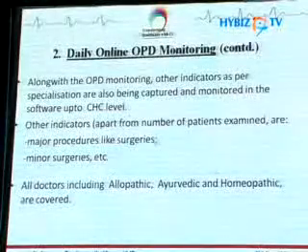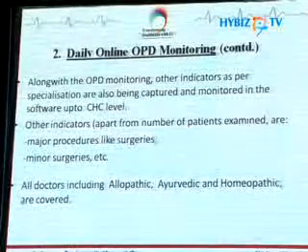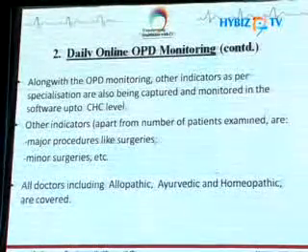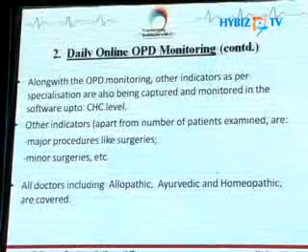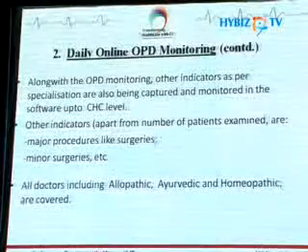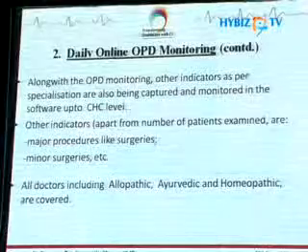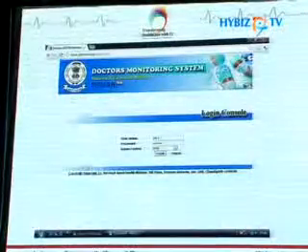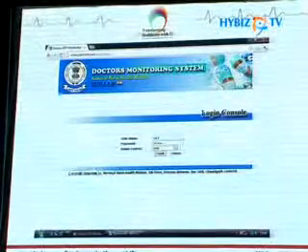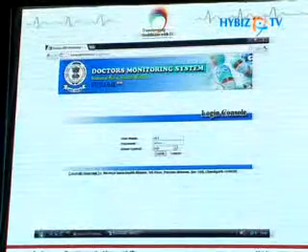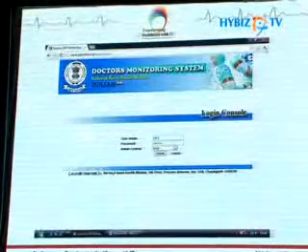Apart from this monitoring of the OPD and general issue of drugs, etc., there are indicators of specialization, because there are a lot of specialist doctors in the field. They could be from radiology, etc. So even their work is being monitored on a daily basis. This covers all doctors, that is allopathic systems as well as the Indian systems of medicine, which would include mainly in Punjab allopathic and homeopathy. This is just a snapshot of the monitoring system which we have developed.